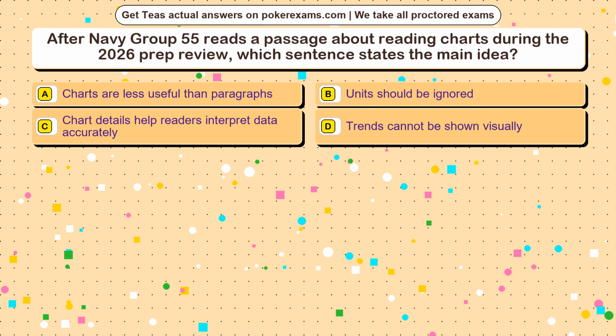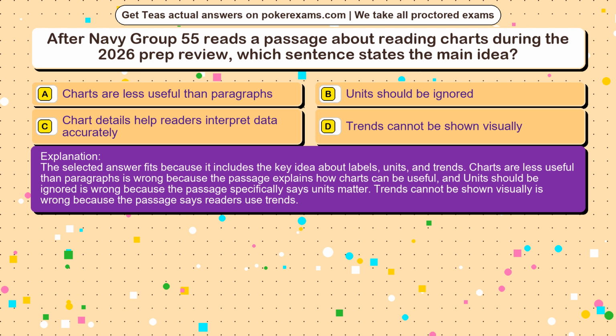The correct answer is option. The selected answer fits because it includes the key idea about labels, units, and trends. Charts are less useful than paragraphs is wrong because the passage explains how charts can be useful, and units should be ignored is wrong because the passage specifically says units matter. Trends cannot be shown visually is wrong because the passage says readers use trends.